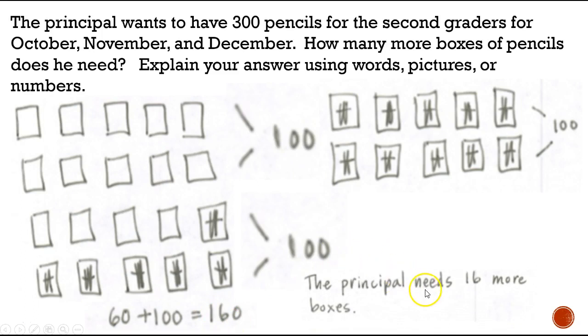So the principal would need 16 more boxes, because we're not buying 160 more boxes, right? We need 16 because each of these are worth 10. So we needed 160 more pencils, but we only need 16 more boxes because there's 10 pencils in each box.